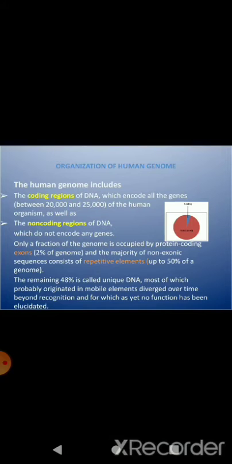Up to 50% of the genome is occupied by repetitive elements. The remaining 48%, called the unique DNA, most of which probably originated in mobile elements which diverged over time beyond recognition, and for which as yet no function has been elucidated.